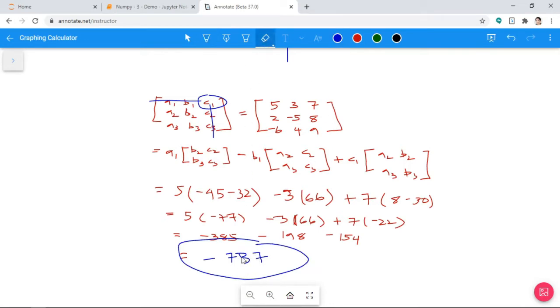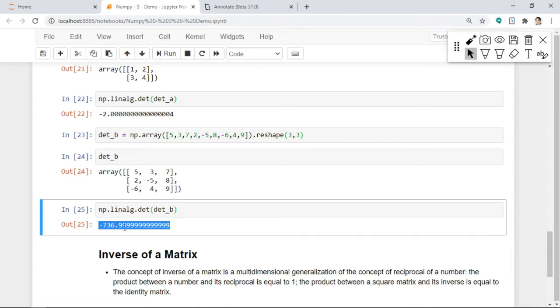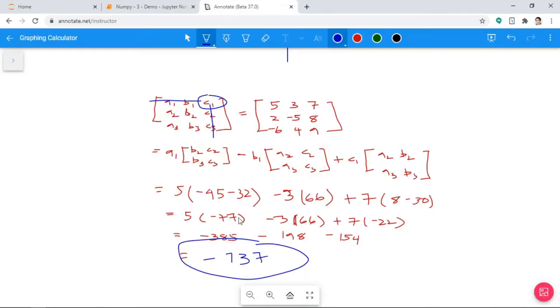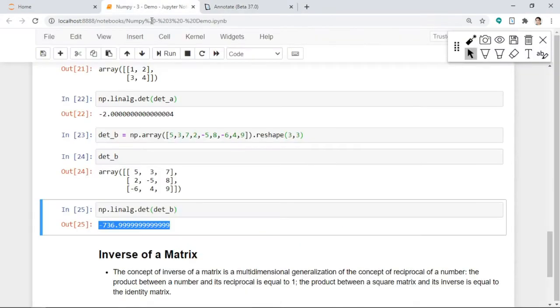Okay, so we have 737. So let me erase this one. So negative 737, so our determinant is negative 736.999. I don't know why Python has a decimal point. But theoretically this is negative 737. So we have the same answer. So far so good. The next one is how about we invert the matrix.